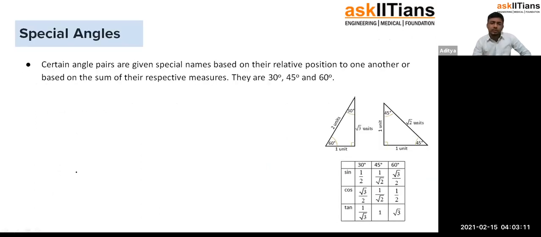Now let us see some special angles. Certain angles are basically given special names based on their relative positions. Mainly they are 30 degrees, 45 degrees, 60 degrees. These are referred to as the special angles. When later we study trigonometry, we will find that we can easily obtain the values of trigonometric ratios for these special angles. Okay, so this is something that we should be aware of.